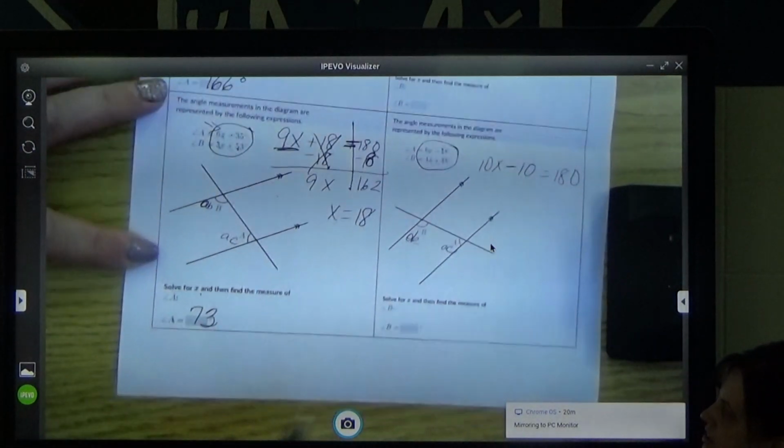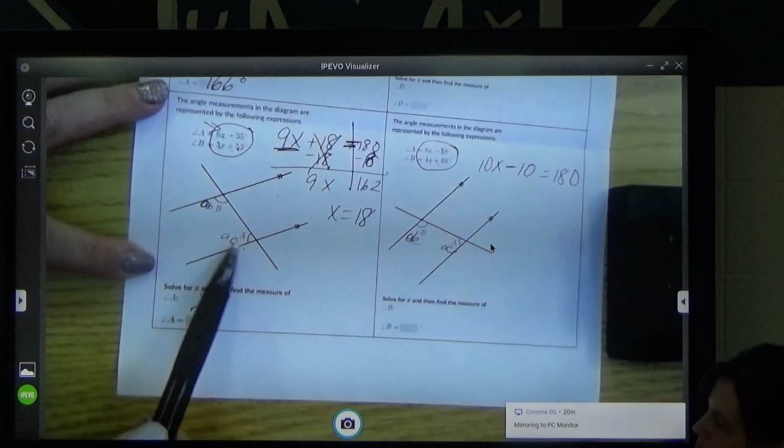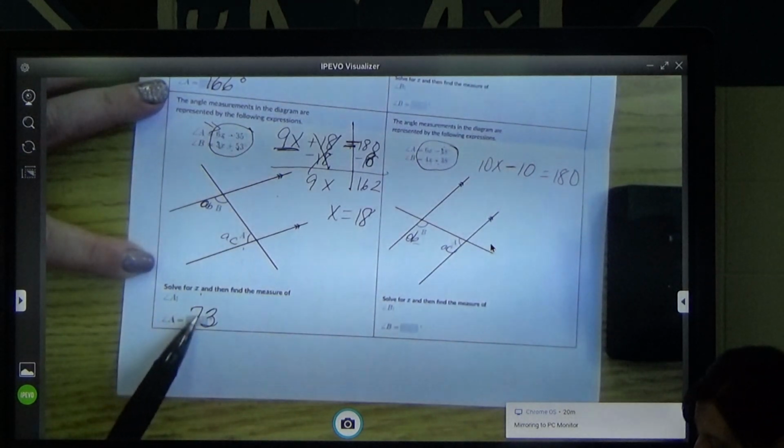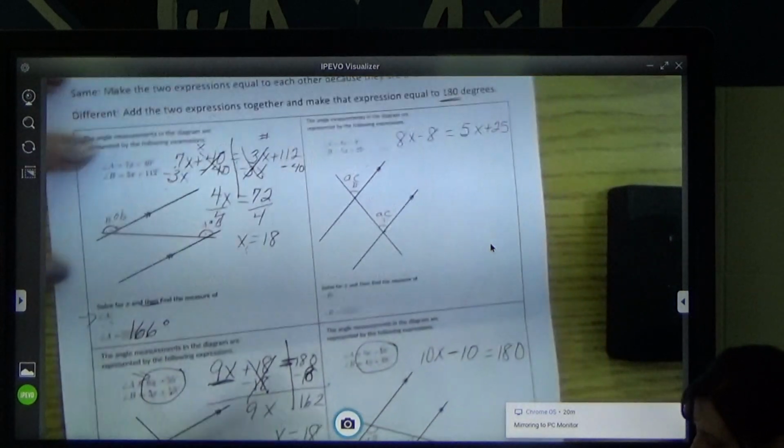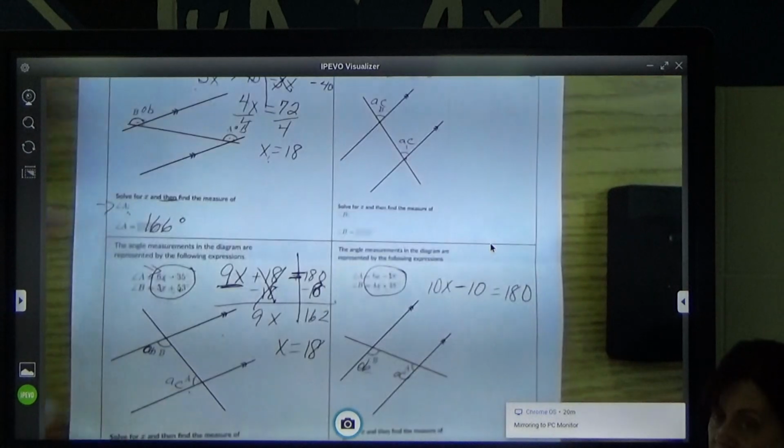And definitely on these, pay attention. Was angle A obtuse or acute? It was acute, so I should get something smaller than 90. Up here, these angles were obtuse, so I should get something larger than 90, and I did, so my answers make sense.